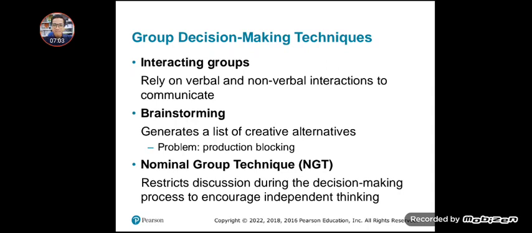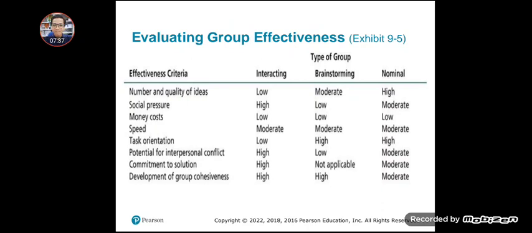So brainstorming is the process of generating a list of creative alternatives. Later on, we will decide which of the alternatives is the most suitable with the needs of all of our group members. And then according to Robbins, we have what we call the nominal group technique, or NGT. So what is NGT? This technique restricts discussion during the decision-making process in order to encourage independent thinking among the individual group members.